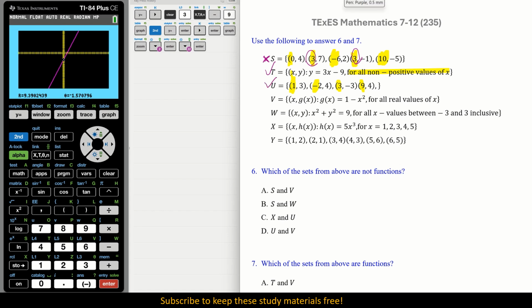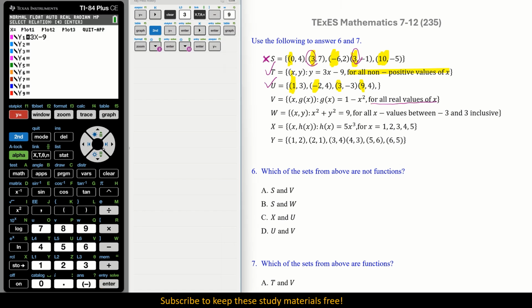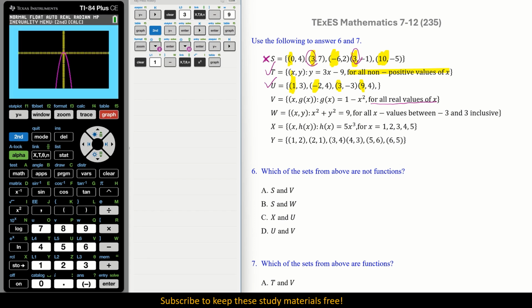So use a function. V, now this, they're saying just look at all the real numbers. So just pop it in the calculator. So let's clear this out and say 1 minus x squared. It's going to be a parabola. So let's graph that. There we go. And if we put a line through that like the others, it will pass the vertical line test. So yes, that is a function. Now let's look at W.